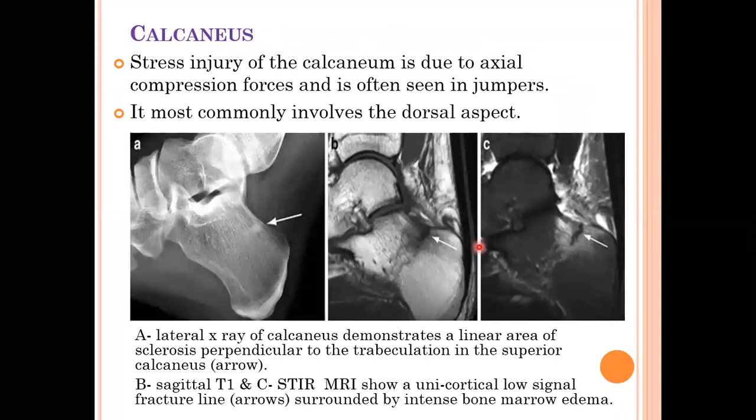Calcaneus. Stress injury of the calcaneum is due to axial compression forces and is often seen in jumpers. It most commonly involves the dorsal aspect. This is the case: a lateral X-ray of the calcaneum demonstrates a linear area of sclerosis perpendicular to the trabeculation in the superior calcaneus. This is the stress fracture, sclerosis just. While T1 and the MRI STIR image show a low signal unicortical fracture line surrounded by intense bone marrow edema.